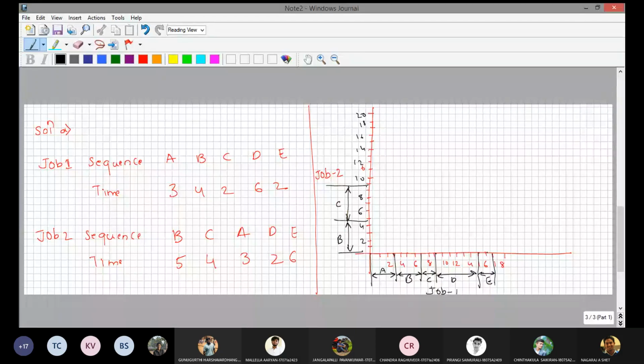And the next one, A, how much is it going to take? 3. 1, 2 and 3. This is A. And D is taking how much? 2. 1 and 2. And the remaining will be E. How much? 6. Guys, now we have completed the second point. Can anyone tell me what is the third point which I gave?